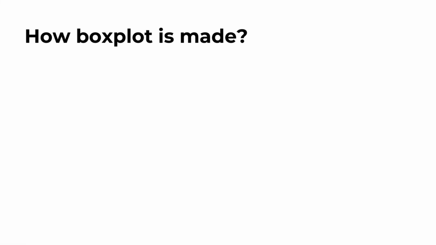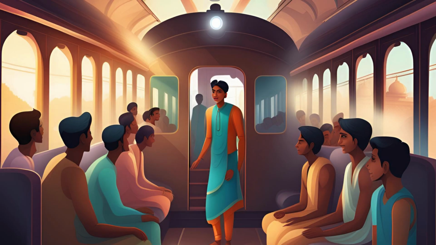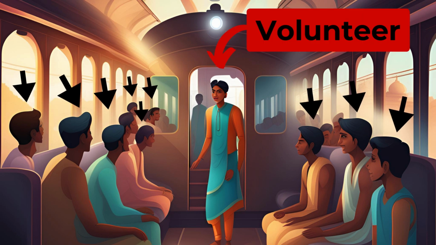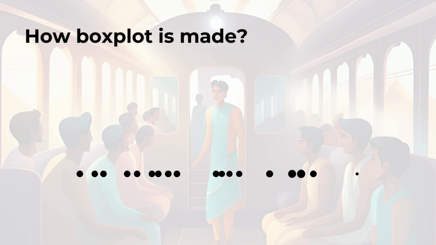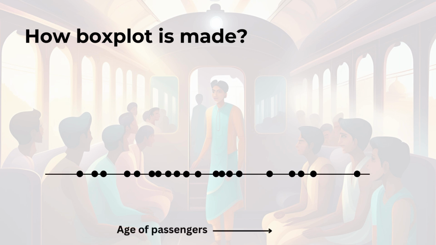For that matter, we need to look at how these box plots are plotted. Consider a scenario where we have passengers traveling in a train. Now, some volunteer took note of the age of all these passengers and plotted them on a single line. So, this is a single dimensional problem. Now, in order to start plotting the box plot, the first thing that we need to find is the median. The median is the center point in my whole distribution.